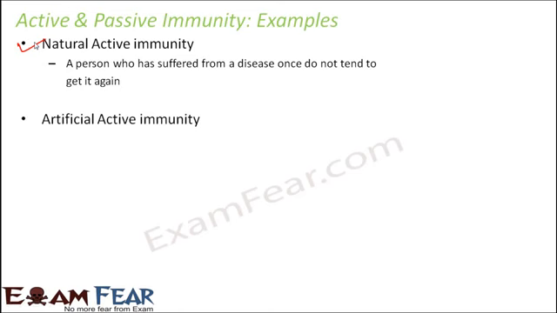The next is artificial active immunity. So here what do we do? Now whenever it is active immunity, that means the antibodies will be produced inside the host body. So you see in this case also the antibodies are produced inside our body.